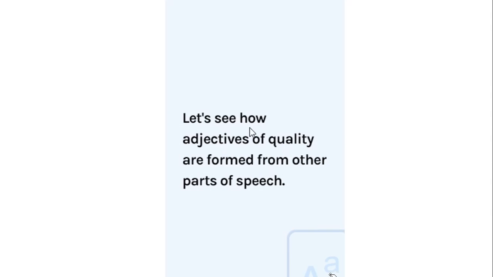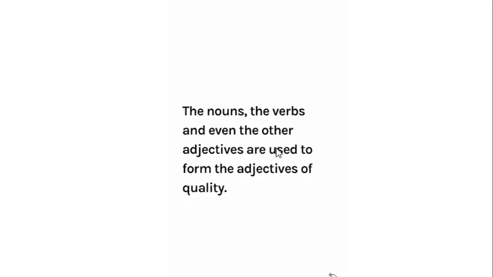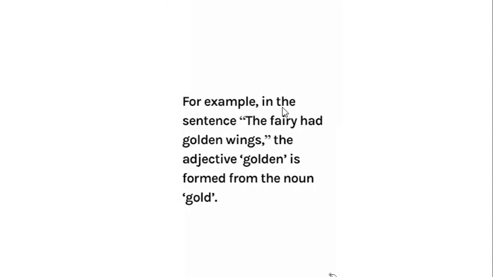So let's see how adjectives of quality are formed from other parts of speech. Adjectives of quality are present around us in many forms. We form them while referring to the things we come across daily. The nouns, the verbs, and even other adjectives are used to form adjectives of quality. For example, in the sentence, the fairy had golden wings, the adjective golden is formed from the noun gold.